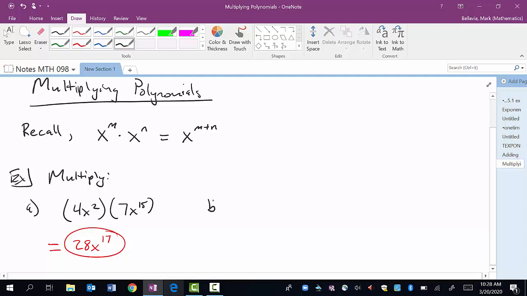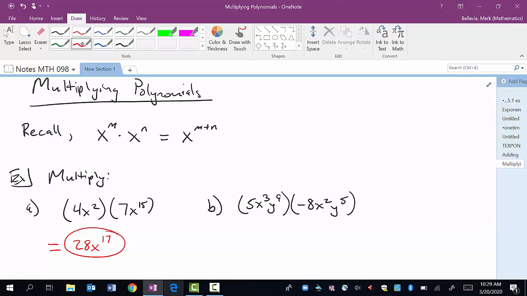A similar one, if I wrote something like 5x to the 3rd y to the 9th times, in parentheses, negative 8x to the 2nd power y to the 5th. Again, it's a monomial times a monomial. When you multiply these together, keep in mind that this is still one term times one term. It's not distributing. You're really multiplying the coefficients with the coefficients, the same bases with the same bases.